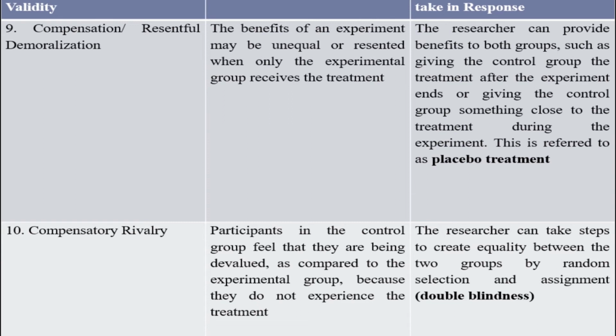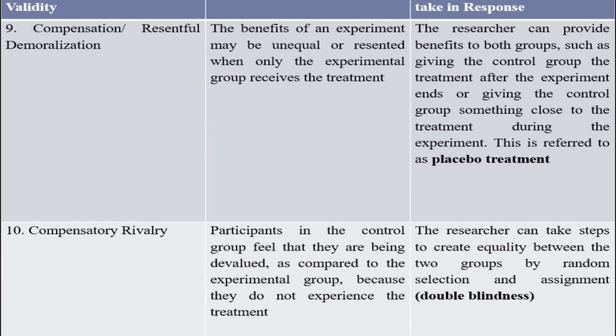So what action can the researcher do? The researcher can provide benefits to the two groups, such as giving the control group treatment after the experiment is over, or giving them something that is close to the treatment during the experiment. This is referred to as placebo treatment.